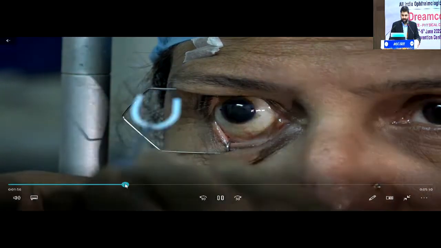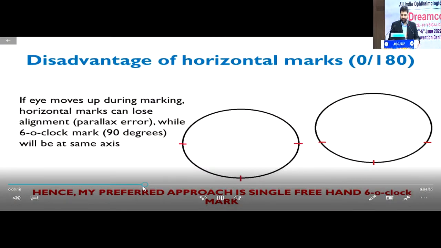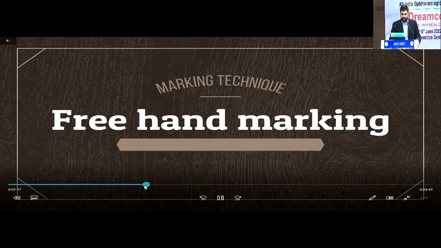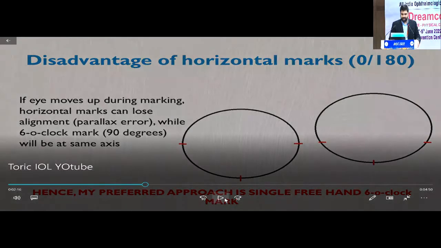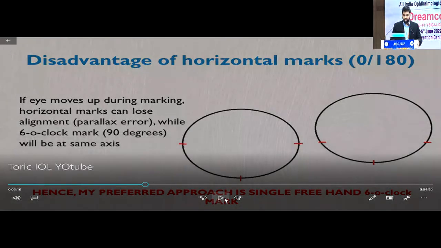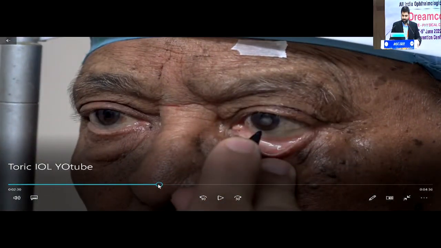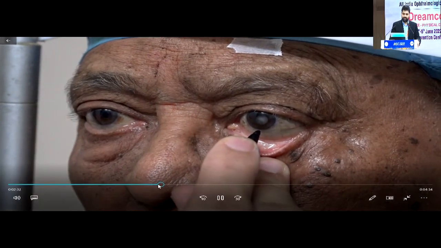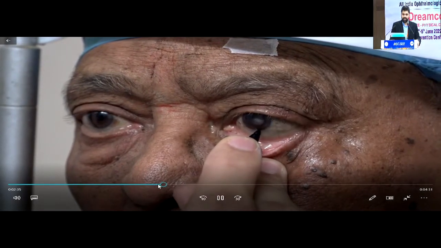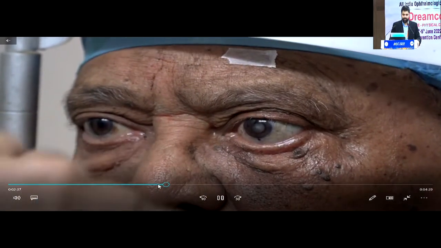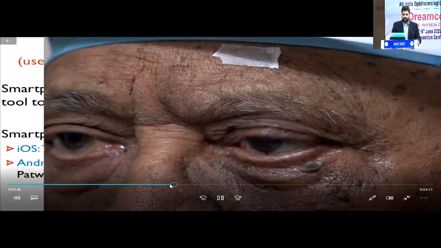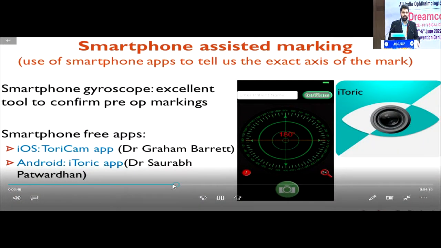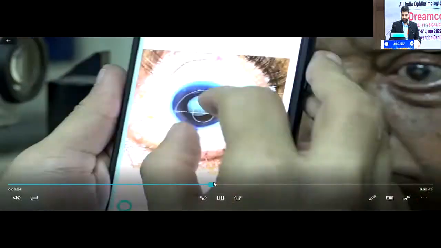The only issue I feel with 0, 180 is that you sometimes end up with parallax errors because of this. Sometimes when the patient is looking up, your marks go slightly lower. So for me, at least for beginners, I would say a freehand mark at the 6 o'clock position, which will give you your 90 degrees, is very safe, and you can do it very easily as well. It gives you good results if you do it correctly. Now you should try to do it as close to the center as possible, so it will be 90 degrees, but you have smartphone apps which can help you to get better accuracy.